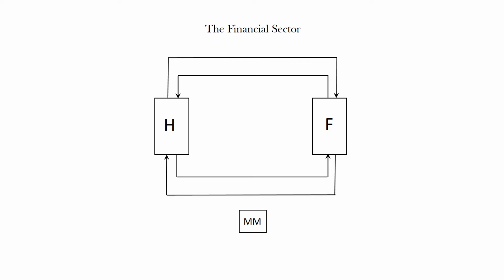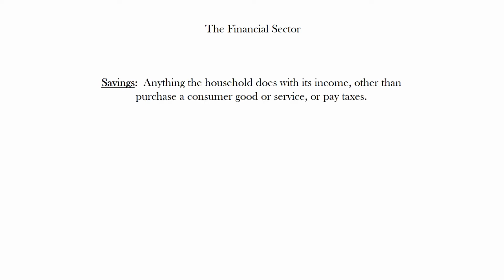But first, let's remember some macroeconomic definitions. Remember, there are many cases where a word is used differently in macroeconomics than it's used in everyday English. One of these is savings. In macroeconomics, savings is anything the household does with its income other than purchase a consumer good or service or pay taxes. So if a household takes its disposable income, that is, its after-tax income, and stuffs it in a mattress or a pillowcase, it is saving.